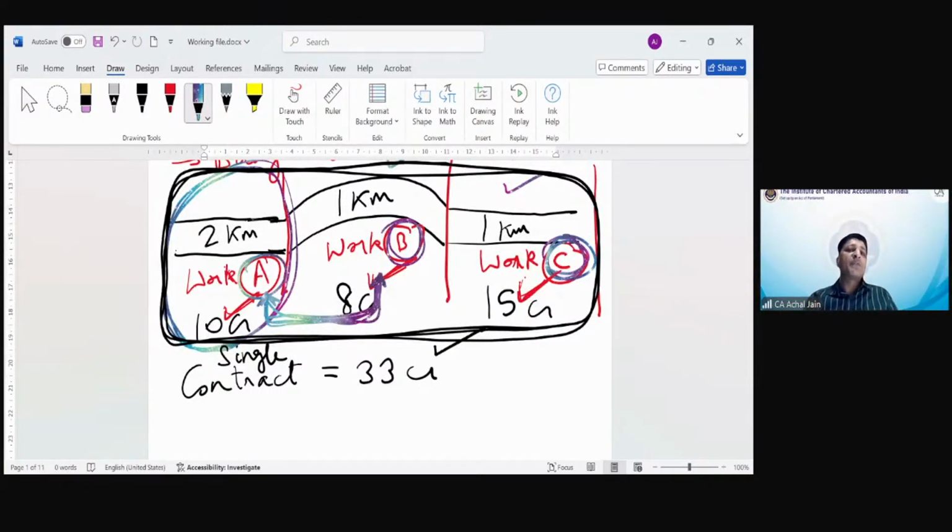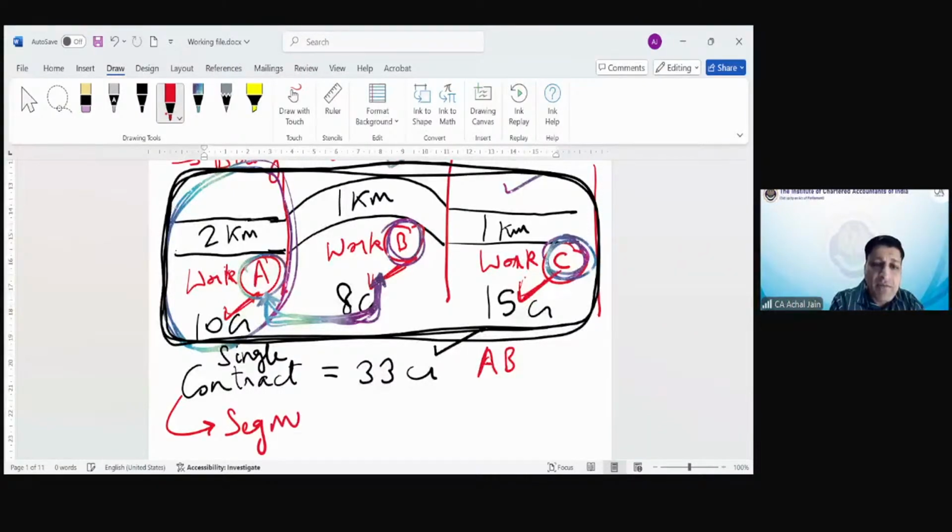So in this case, what will you do? You will consider that there are two activities in a way. You'll have to consider AB as a single contract. Clearly, this entire contract is required to be segmented. So this segmentation will again be required. But when you get onto this segmentation, what will you do?